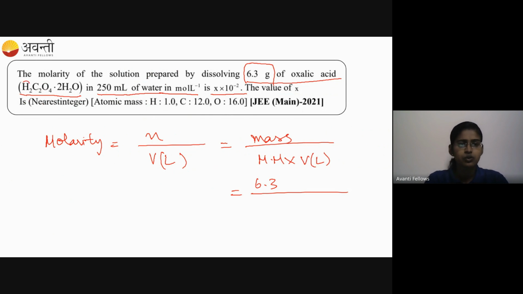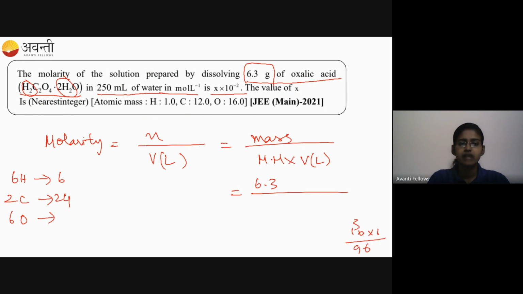We have 2 hydrogen here and 2 into 2, 4 hydrogen here. So 2 plus 4 is 6 hydrogen, so it will be 6. And we have 2 carbons, so it will be 24. And how many oxygen we have? 4, 5, 6 oxygen we have. So for 6 oxygen, 16 into 6, how much?